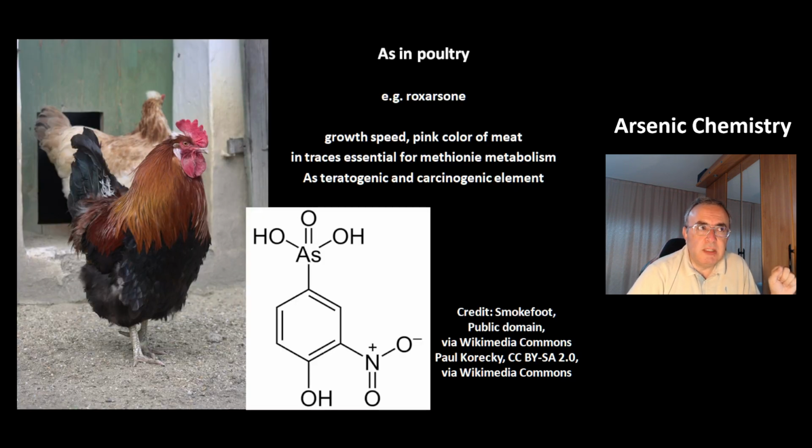Arsenic is also used in poultry, for example as the compound roxarsone. This is the structure of this chemical compound. This compound speeds the growth of the chicken and gives its meat a pink color. In traces, it is essential for the methionine metabolism of these animals. But in high concentrations, arsenic is a teratogenic and carcinogenic element.